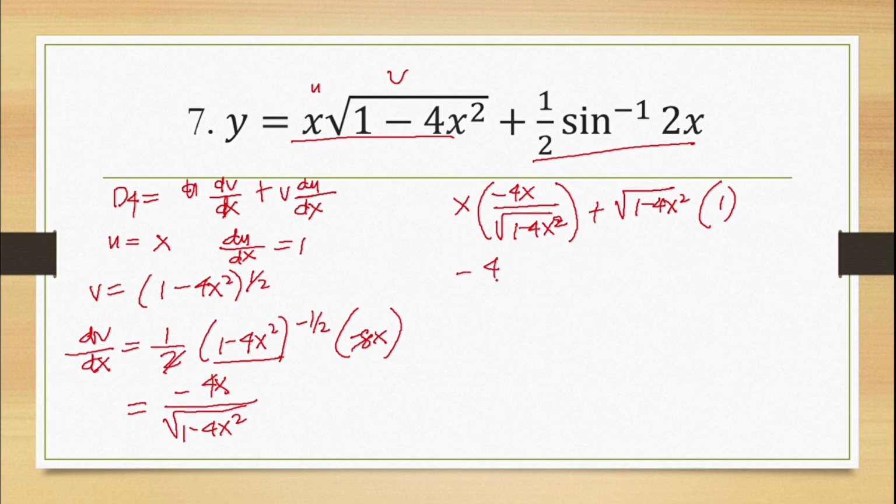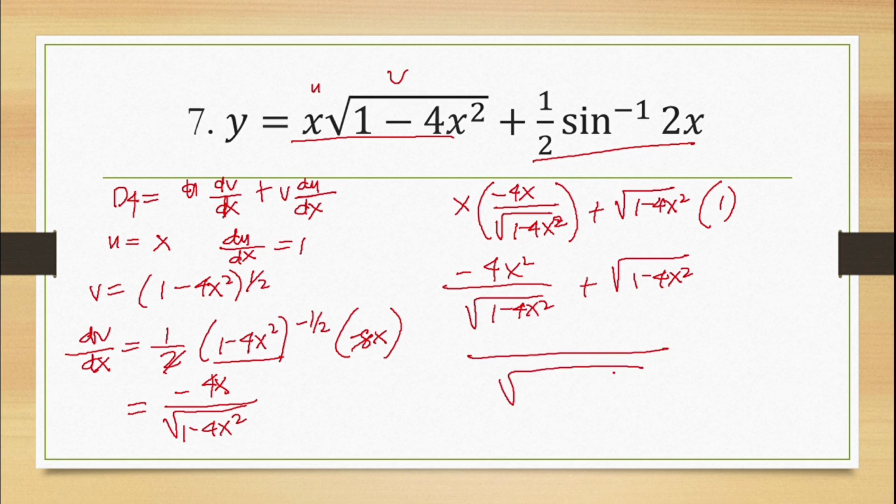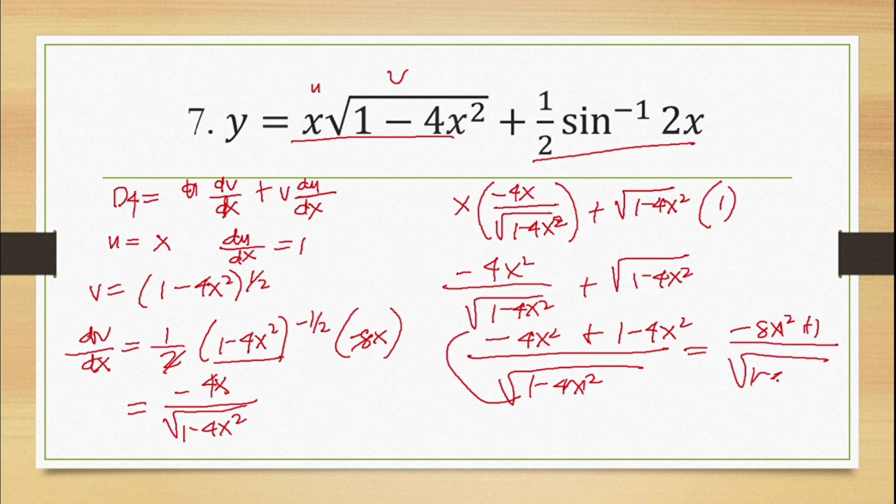So this is negative 4x squared over the square root of 1 minus 4x squared plus the square root of 1 minus 4x squared. So take the LCD, the square root. So 1 minus 4x squared, this is negative 4x squared because we're going to divide here, still 1, and plus 1 minus 4x squared. So the remaining of this part is equal to negative 8x squared plus 1 over the square root of 1 minus 4x squared. So this is the derivative of this part.